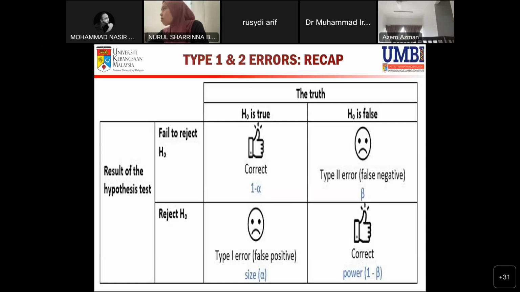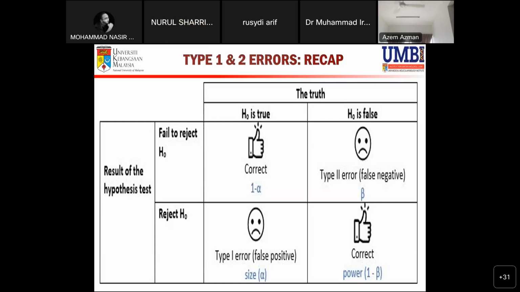For example, the truth, or the actual thing that happens in the universe or in nature, is one of two things. It's either that the null hypothesis is true, which means there's no significant difference between two things with respect to certain outcomes. Or the H naught, the null hypothesis, is false, where we can say that there's a significant difference in truth in the universe. There's a significant difference in the outcome parameters between, for example, these two groups, and that's the truth in the universe.